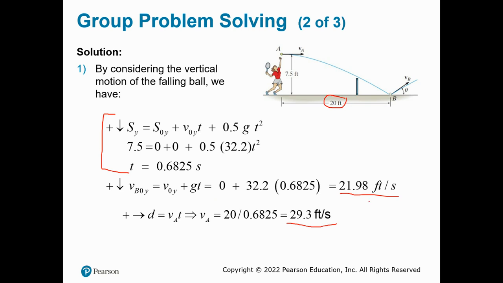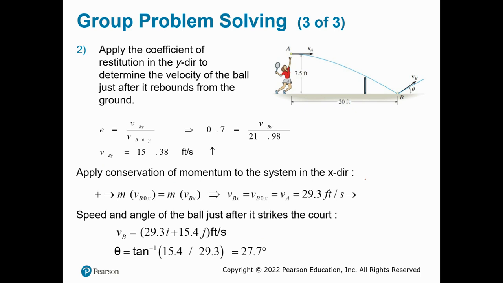Okay, so based on these two, I know the vertical component of velocity. I also know the horizontal component of velocity. Putting these two together will give me the velocity overall. But hold that thought. We will also use the coefficient of restitution in the y direction to determine the velocity of the ball after the rebound.